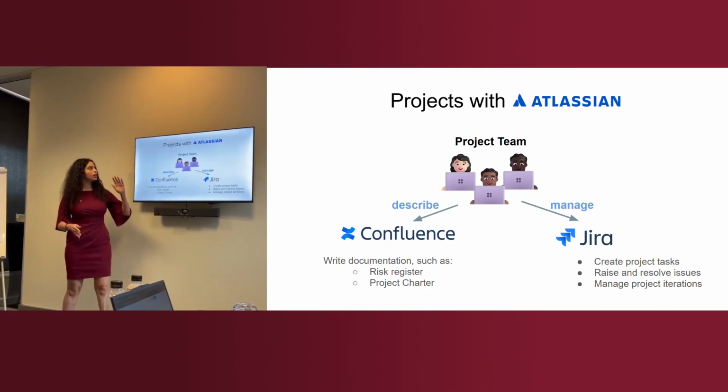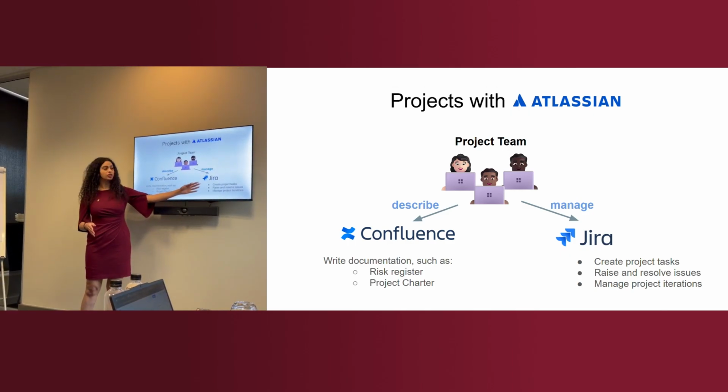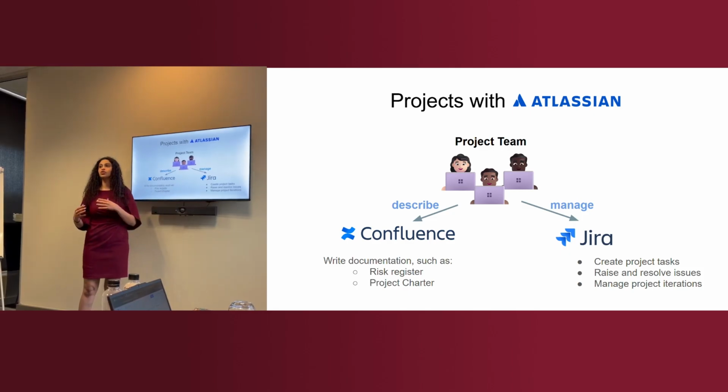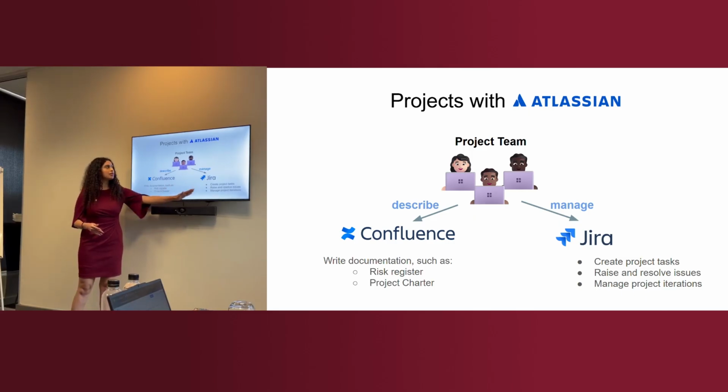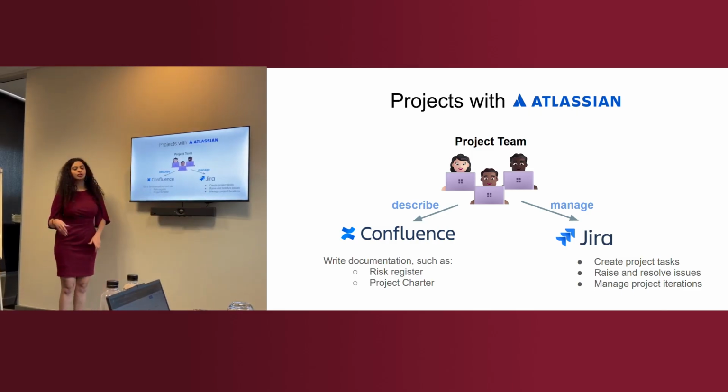The other way we use the project management software is to manage the project itself, right? To create the project tasks, to raise issues and resolve them if there are any, and to manage the iterations of the project, which is agile. So these are the two ways that the project management software helps us document our project and manage tasks for our project. Okay.